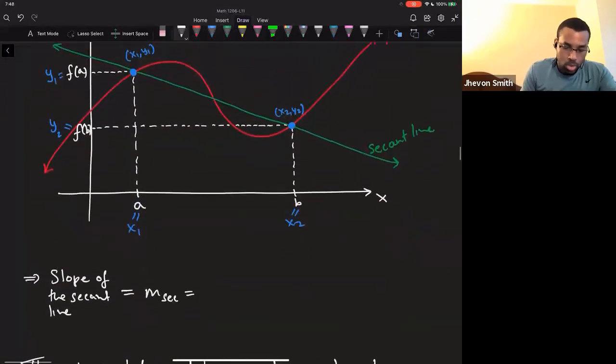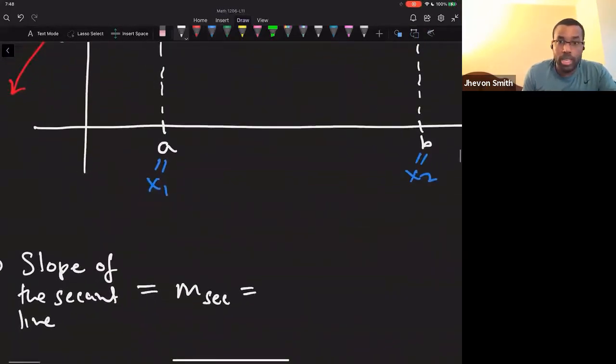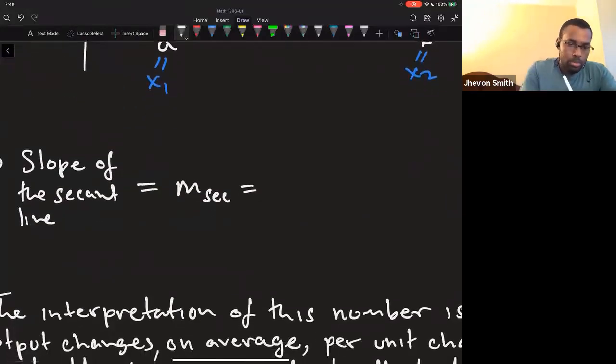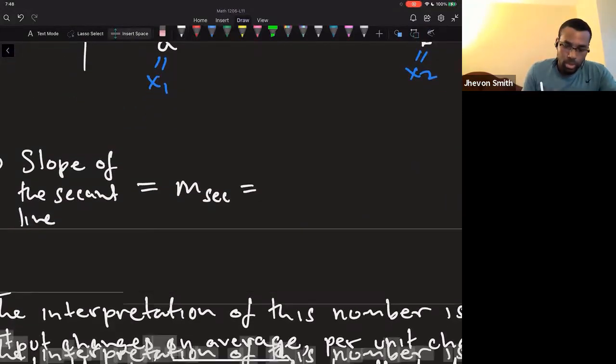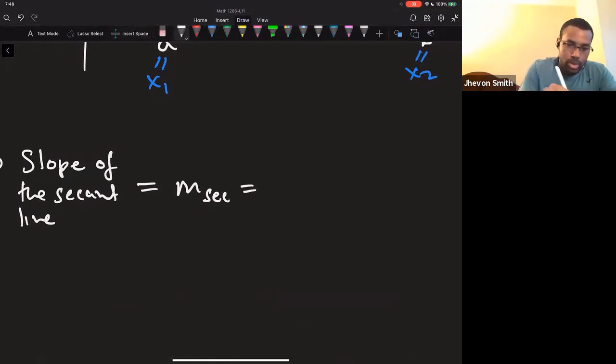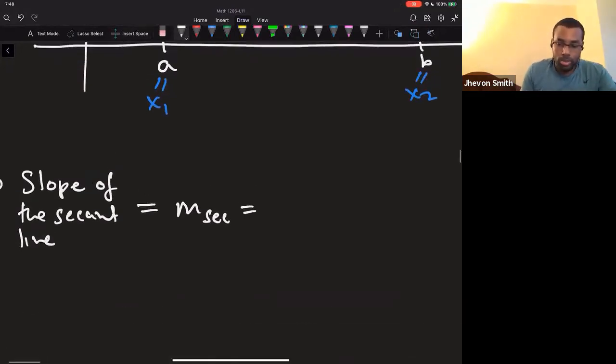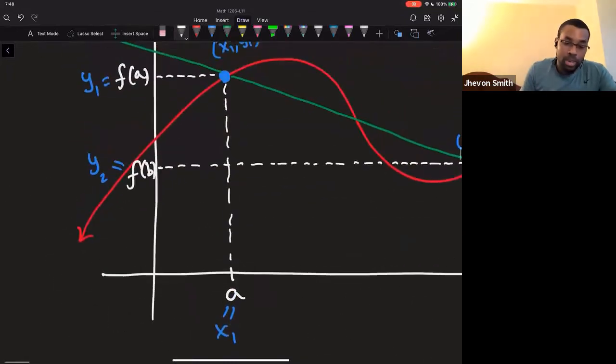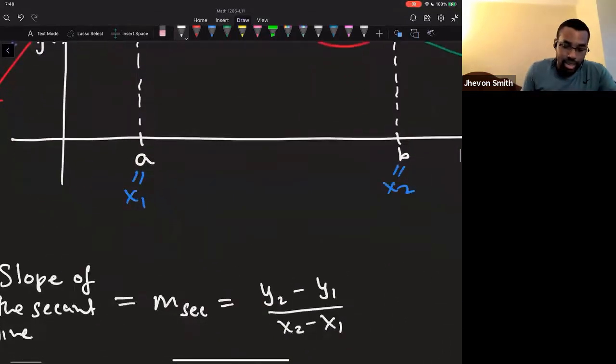So that's what we're going to do here, called the slope of the secant line. It's m secant. Some room, man. Okay, so what we would do is, of course, y2 minus y1 over x2 minus x1. And your y2 was f(b), your y1 is f(a).